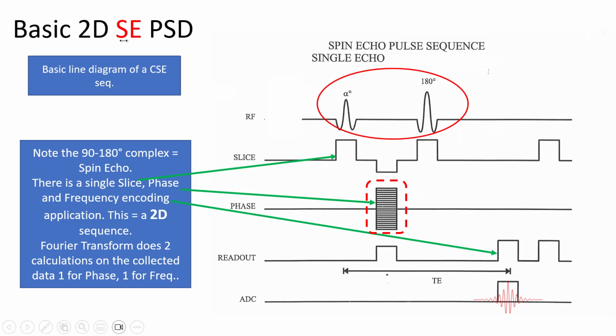So this is a 2D spin echo line diagram. Why is it 2D? I'll tell you why. Because there's one phase encode gradient, one set of gradients that looks like this. So that means when K-space is filled, the Fourier transform is going to do two calculations. Fourier transform is a mathematical algorithm, and that's about all I know about it. It will do two calculations on this data set: one for phase, and one for frequency or readout. Two calculations, 2D.